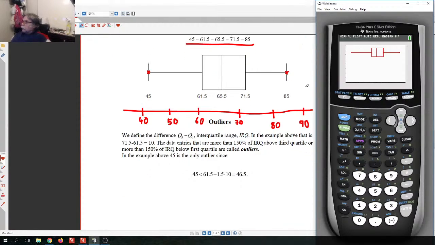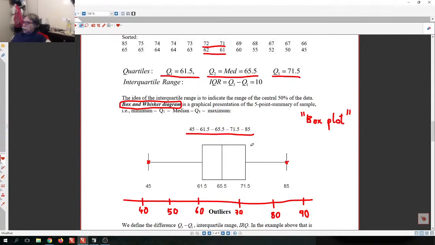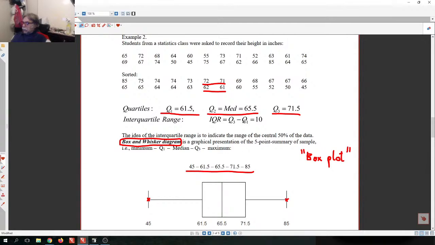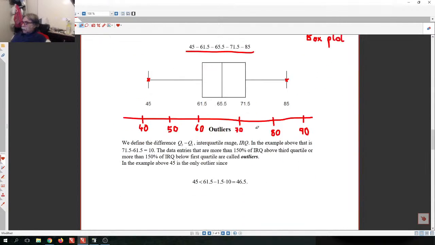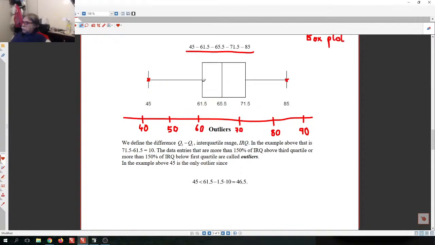Okay, what about interquartile range? Why do we need to know interquartile range? Well, first of all, interquartile range is the difference between quartile 3 and quartile 1. In this particular case, 71.5 minus 61.5 is 10. Okay, that's where the central 50% of the data is. So you can say the central 50% of the sample is here, between these two numbers. So it's fairly compact, okay?